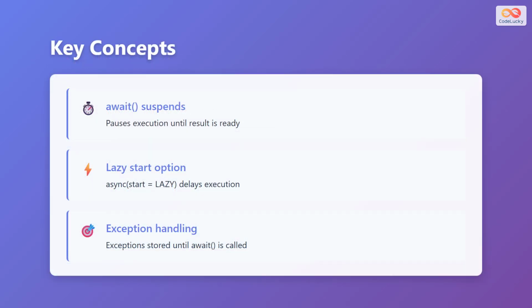Let's review 3 important concepts about async and await. First, await suspends execution. When you call await, the coroutine pauses at that point until the result is ready, but it doesn't block the thread. Second, async has a lazy start option. By default, async starts immediately, but you can pass start equals lazy to delay execution until you explicitly call await. This is useful when you want to prepare computations, but not start them right away. Third, exception handling works differently with async. If an exception occurs inside an async block, it's stored in the deferred object and only thrown when you call await. This allows you to handle errors at the point where you actually need the result.